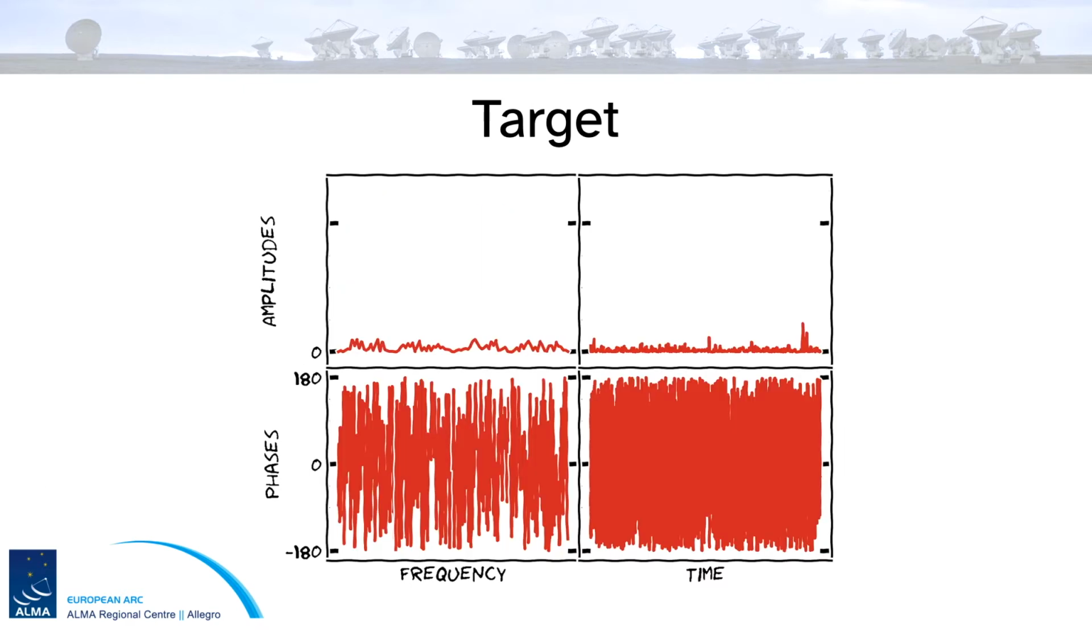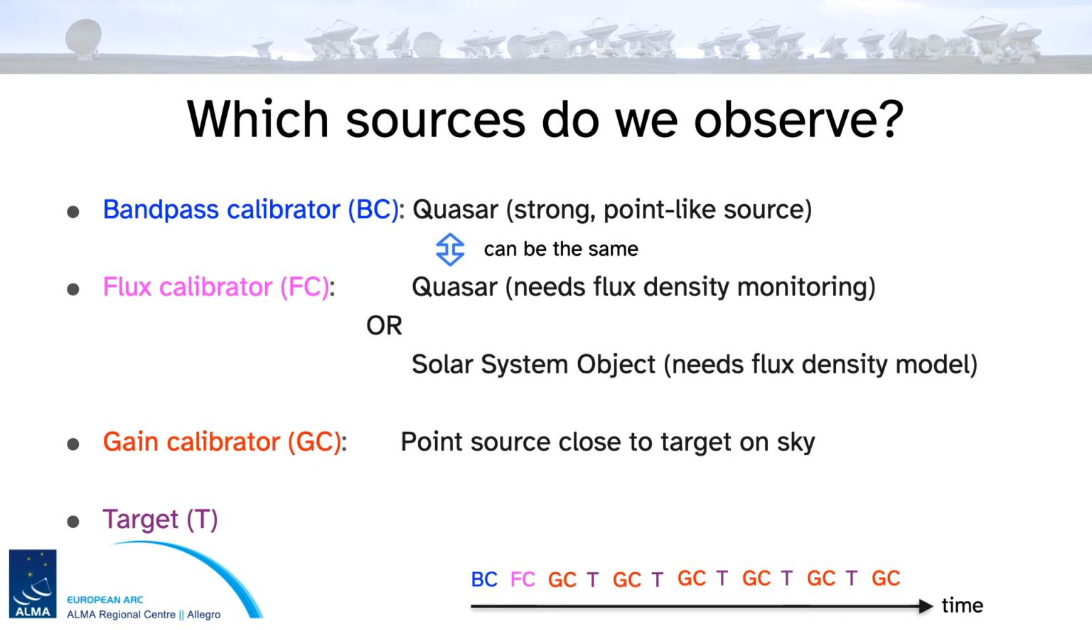However, target sources are typically faint, so that the data are dominated by noise from the full primary beam of each antenna. So we need to rely on calibrators to calibrate the target data. There are typically three different types of calibrators that we observe in a project. These are the bandpass calibrator, the flux calibrator, and the gain calibrator.